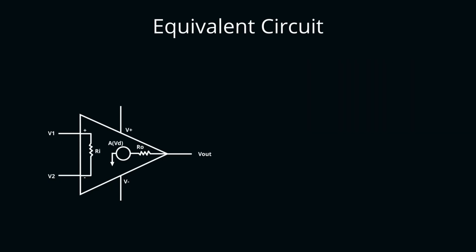Next, an ideal op-amp has infinite gain. This means that even the tiniest difference between the two input terminals gets amplified to an extreme level. But in reality, op-amps have a high-but-finite gain, typically around 10 to the power of 5 to 10 to the power of 6 as we saw in our previous example. This is pretty impressive, but not infinity.